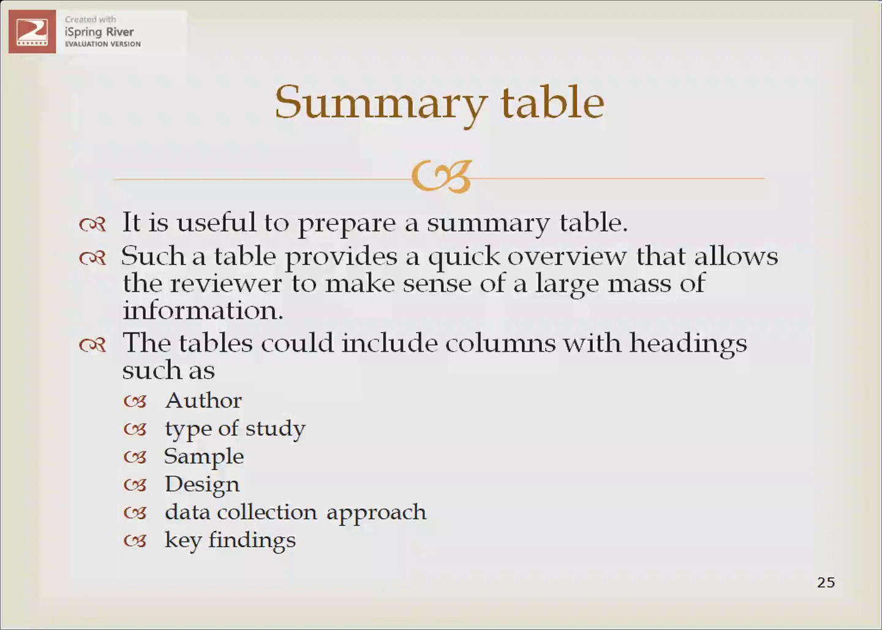Once you are done with all this practical work, the final thing is to present your literature review. The most pragmatic and acceptable approach is to put all those studies in a summary table and then define in text when you are writing your literature review. So the summary table should include the author, type of study, sample size, design of the study, data collection approach, and key findings. This will make your life easier.